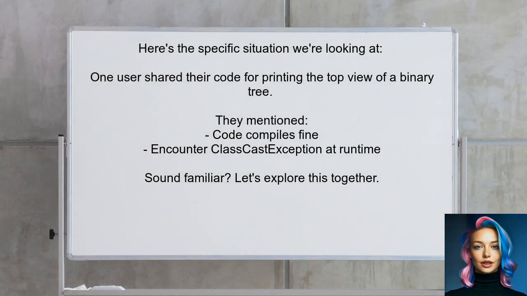Here's the specific situation we're looking at. One user recently shared their code for printing the top view of a binary tree. They mentioned that while the code compiles fine, they encounter a class cast exception at runtime. Sound familiar? Let's explore this together.